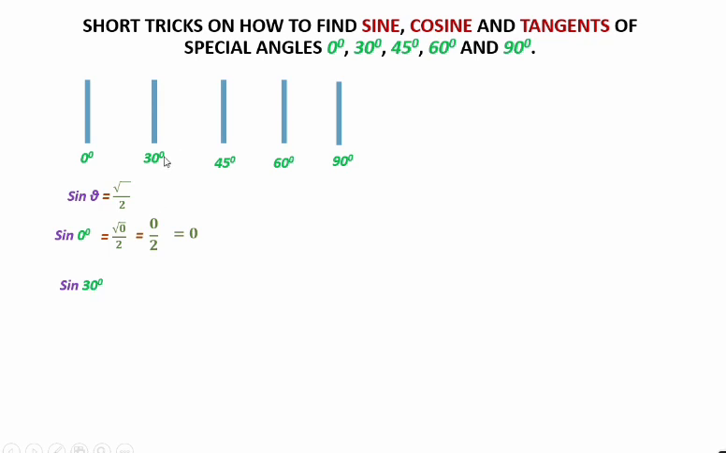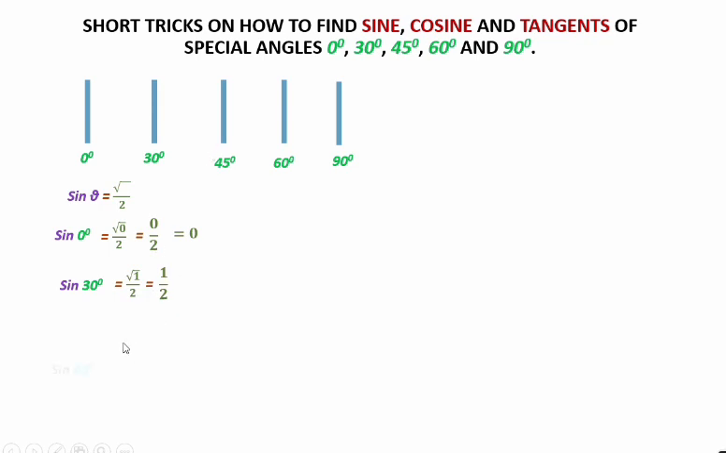For sine 30 degrees, we count the numbers of bars from the left before we get to 30. So we have just 1 bar. So we're going to include that 1 inside the square root. So that's going to be equal to square root of 1 divided by 2. And the square root of 1 is 1. So sine 30 degrees is equal to 1 over 2.